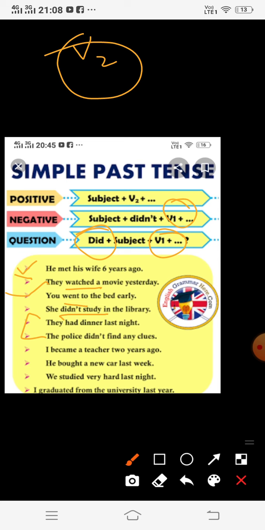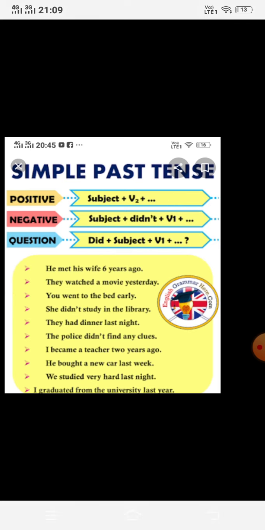They had dinner last night. The police did not find any clues, not found. I became a teacher, not become. He bought a new car. We studied very hard last night. I graduated from the university last year. So this is about the past tense.